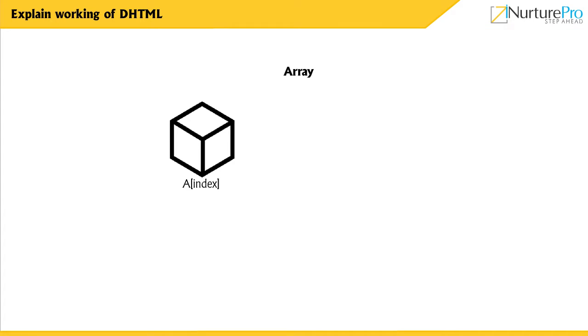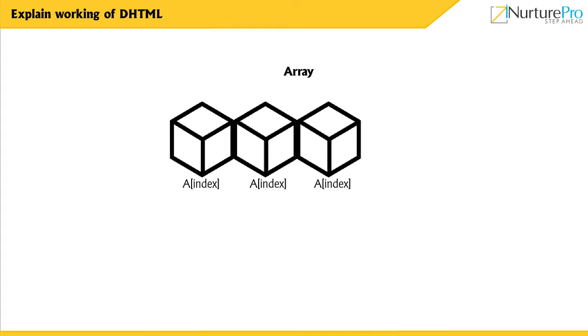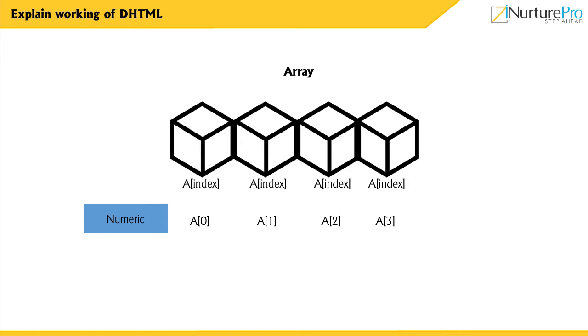The next programming element is array. An array can store multiple values in a single variable. It is used to store a collection of data. Each and every element of an array will be enclosed in square brackets with an index. Index is a subscript. An array with numbers is called a numerical array, and an array with strings is called an associative array.